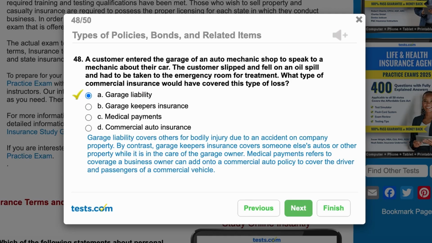A. Garage liability. Garage liability covers others for bodily injury due to an accident on company property. By contrast, garage keeper's insurance covers someone else's autos or other property while it is in the care of the garage owner. Medical payments refers to coverage a business owner can add on to a commercial auto policy to cover the driver and passengers of a commercial vehicle.